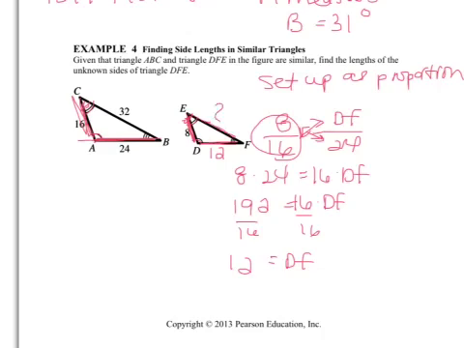So we can, again, set up a proportion. I'm going to use, again, ED and CA. So I can say 8/16 equals our EF over our CB, which is 32.